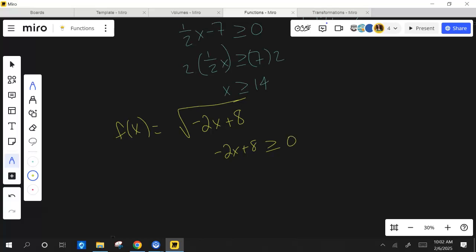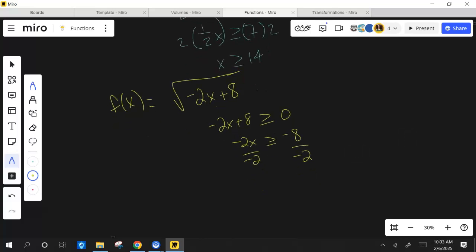This one is negative. So Madeline said, what happens, is it always going to be to infinity or not? And I said, well, what happens if I solve this? I've got negative 2x is greater than or equal to negative 8. What happens when you divide an inequality by a negative number? You flip that inequality sign, right? So this is going to be x is less than or equal to 4. So what is the domain of this function?